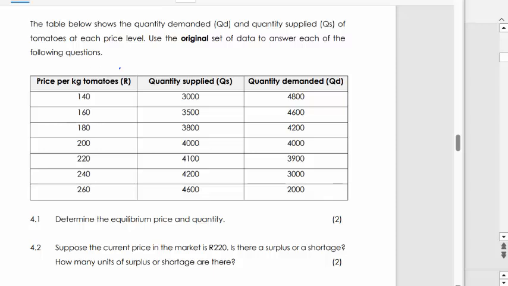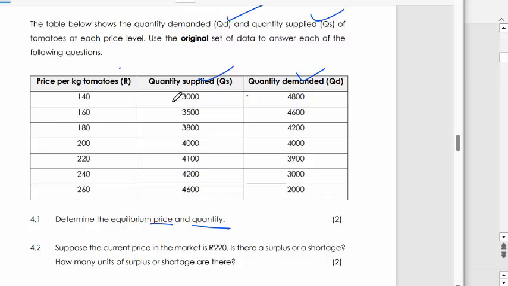So, as promised, the solution to question 4, right? Here, the table below shows quantity demanded and quantity supplied at a price. The first block contains the price. The first question is to determine the equilibrium price and quantity. So that's what we are looking for.